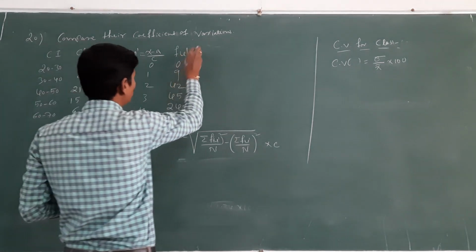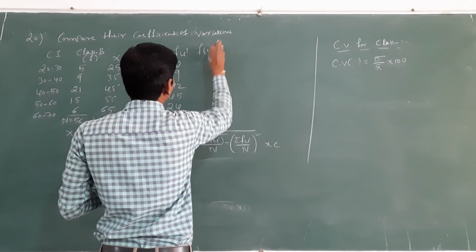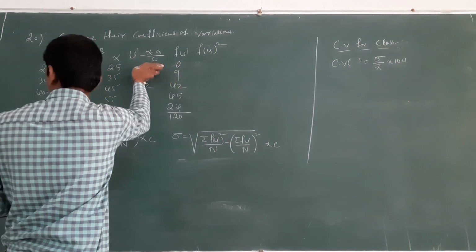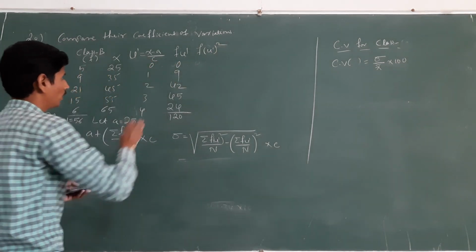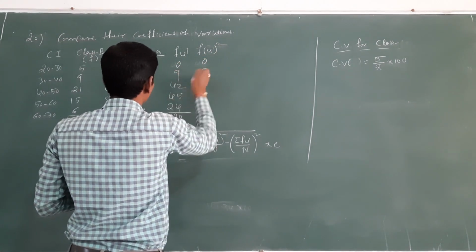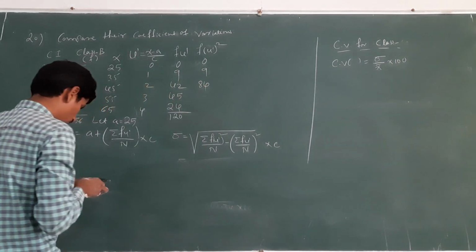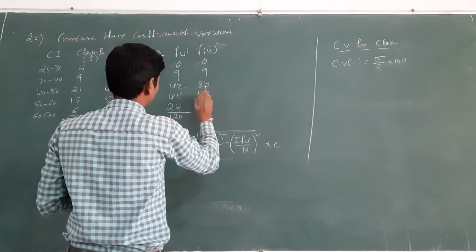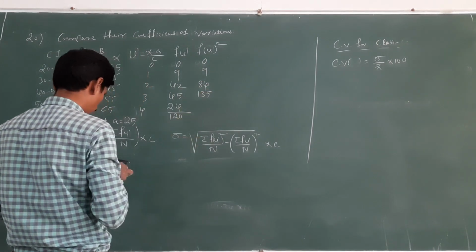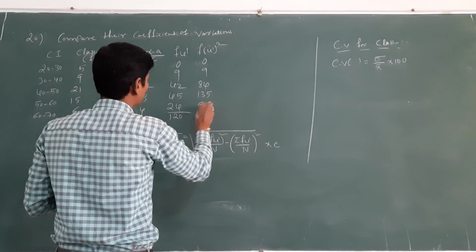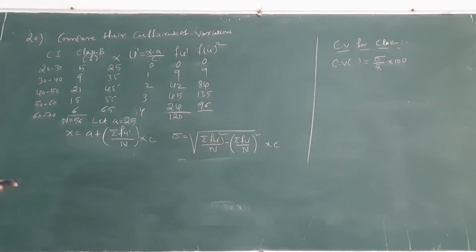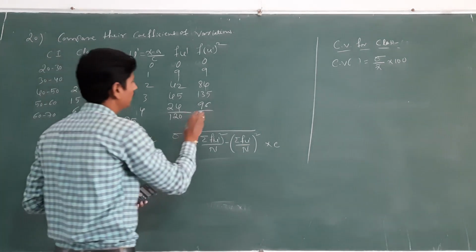Next you have to multiply fu dash by u dash to get fu dash square. 0 into 0 is 0. 9 into 1 is 9. 42 into 2 is 84. 45 into 3 is 135. 24 into 4 is 96. Next we want the sum of fu dash square, that is 9 plus 84 plus 135 plus 96, which is 324.